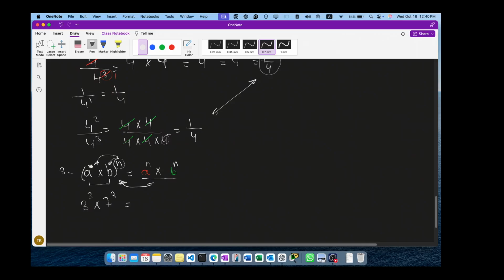يعني العكس صحيح. فيني امشي من هون لهون أو من هون لهون. I will put 3 times 7, all of them raised to the power 3. I will give you another example. 4 times 6 to the power 8 is equal to 4 power 8 times 6 power 8.